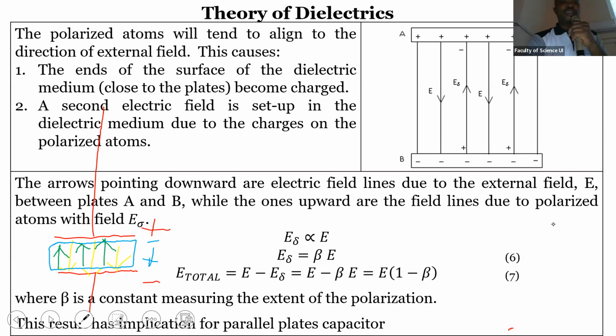So if the beta changes from 0 to 1, it tells us the extent of polarization. And the extent of polarization depends on the dielectric nature of the insulator.